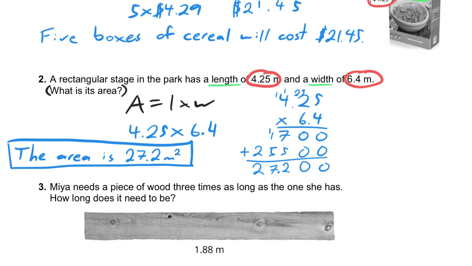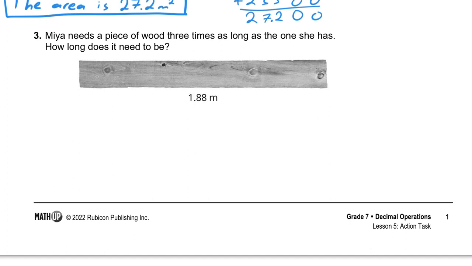It says, Maya needs a piece of wood 3 times as long as the one she has. How long does it need to be? First, using the UPS method, we have to understand what the actual question is. There it is right there. We put that in brackets. Then we're going to circle the important numbers. Looks like the one that she has is this long, but she needs it to be 3 times as long.